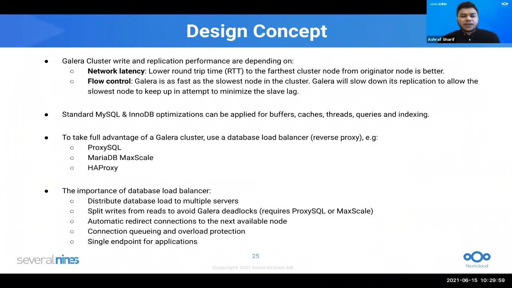There are many load balancer options for the MariaDB Galera cluster available in the market. The most popular ones are ProxySQL, MariaDB MaxScale, and HAProxy. Therefore, when designing the MariaDB database cluster architecture, we have to count the network latency between all nodes and use uniform server specs for all nodes. We also have to tune MariaDB, Galera, and InnoDB. And we also have to add a load balancer on top of the database cluster.